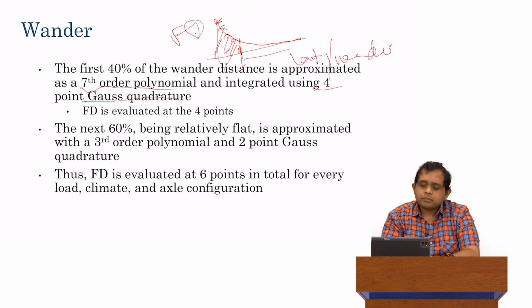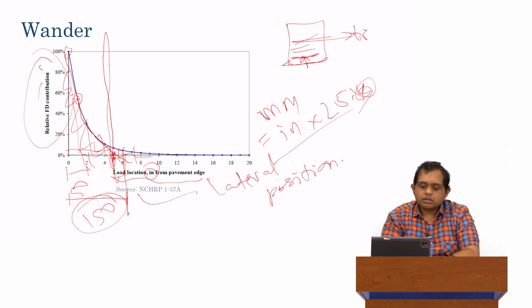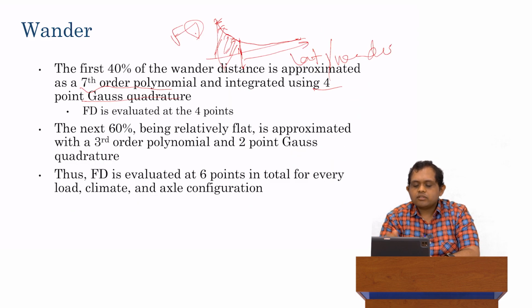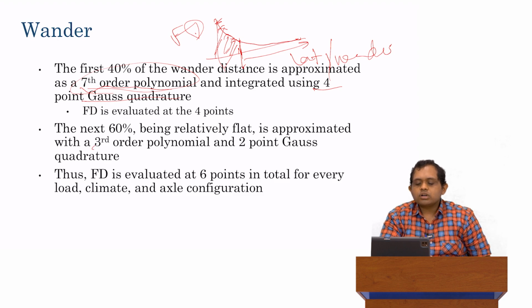The remaining 60%, as you will see in this figure over here, is actually quite flat. It doesn't vary, it's certainly not as non-linear as the first 40%. So the remaining 60% is relatively flat. You do not need such a high order, 7th order polynomial to approximate it. It's sufficient if you just do a 3rd order polynomial in the approximation.